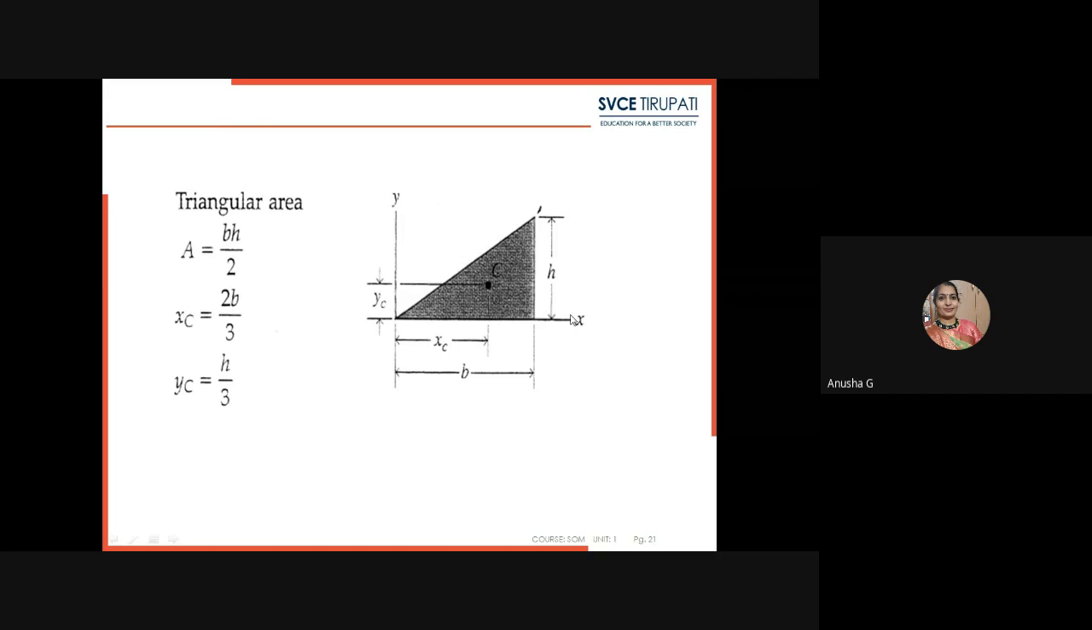this will be the x-axis. Here we are considering x equals, the formula will be 2b by 3. Yc will be h by 3. From the tip we are considering, this will be h by 3. From this direction xc will be 2b by 3. This is the formula that has to be remembered and applied directly in your problems.